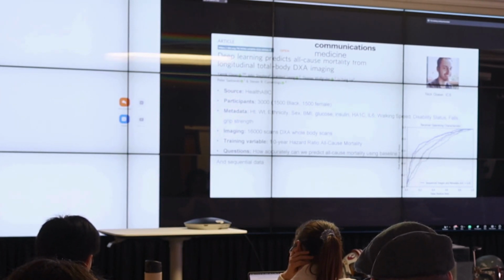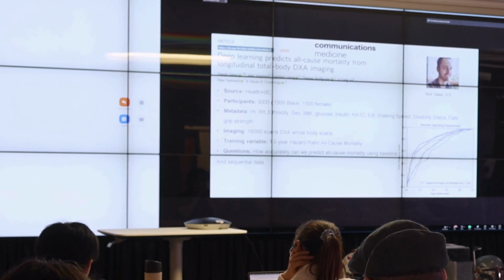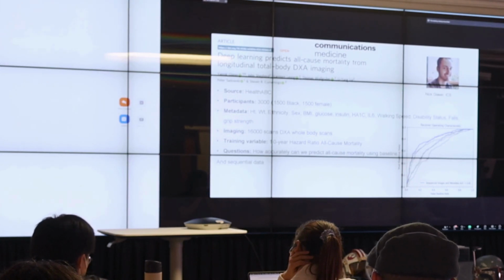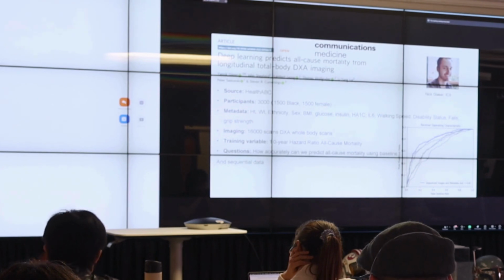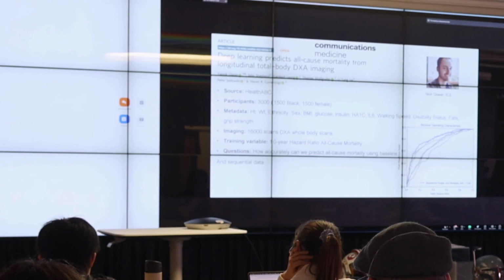And what he showed is that using these DXA images with all the clinical information and looking at the visits serially over time gives the very best prediction of mortality from the imaging. So I think this would rival any other method of figuring out all-cause fatality in a large population.